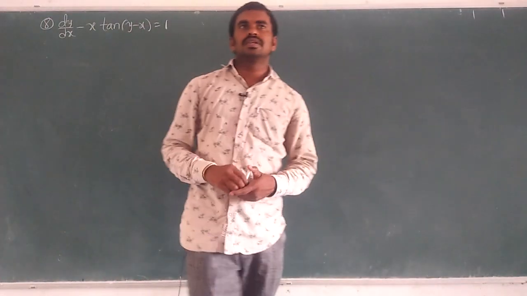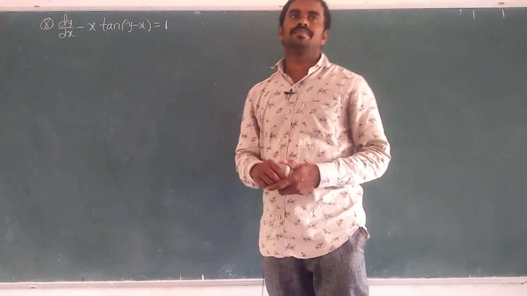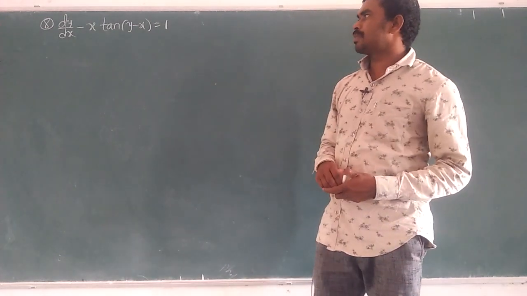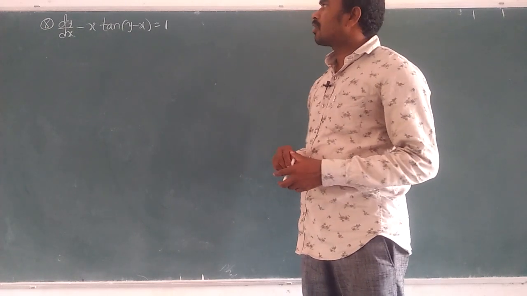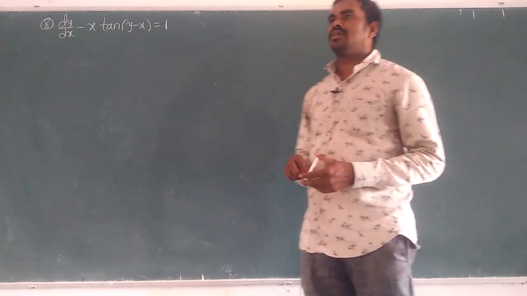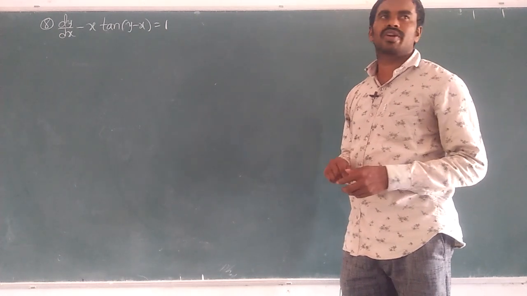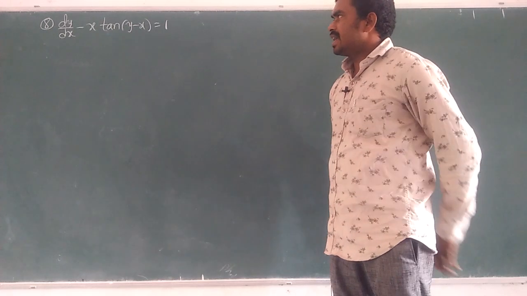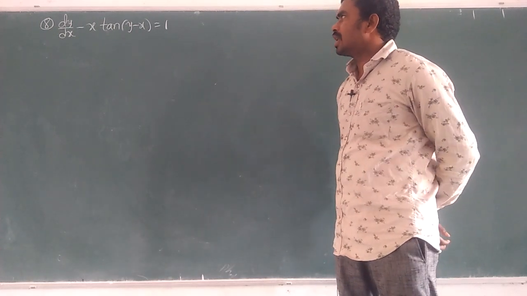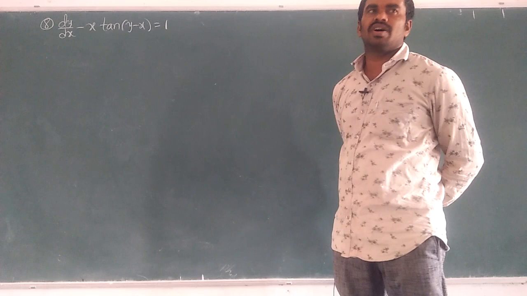Differential equations, second year marks, part 4. Variable separable method we are discussing. In part 3 we completed 7 questions, and the 8th we are going to learn in this part. 8th question: dy by dx minus x into tan of (y minus x) is equal to 1.